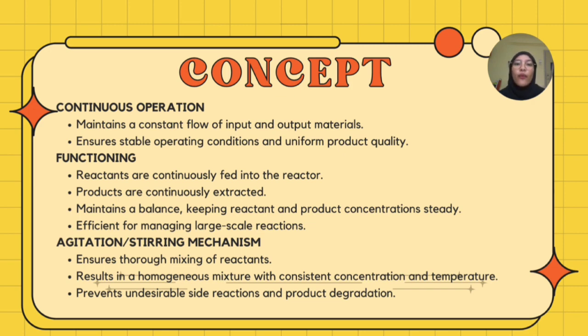reaction efficiency. One key feature of a CSTR is its agitation or stirring mechanism. This ensures true mixing of the reactants, resulting in a homogeneous mixture with consistent concentration and temperature throughout the reactor. This uniformity is essential for achieving constant reaction rates and preventing undesirable side reaction or product degradation.